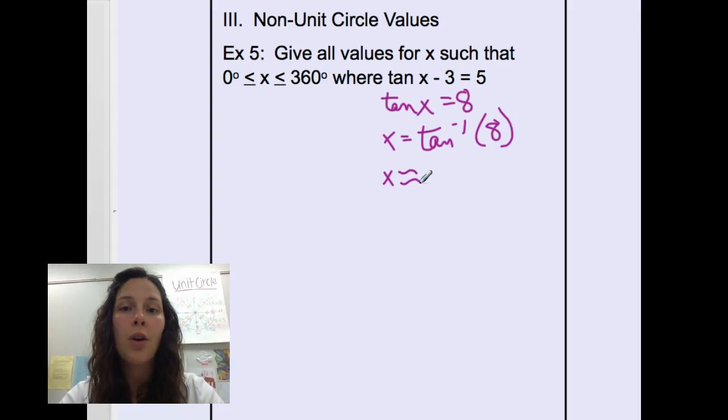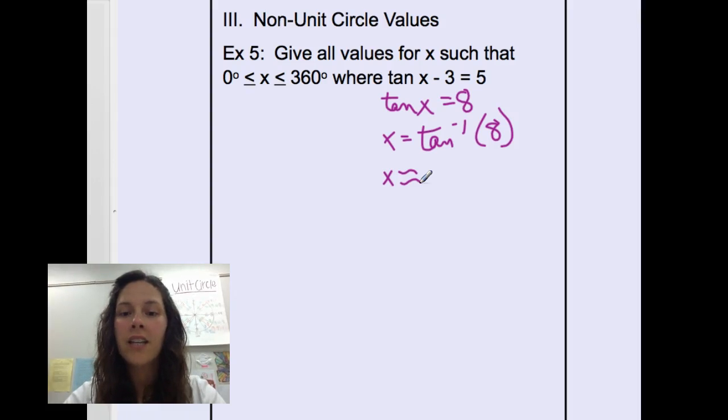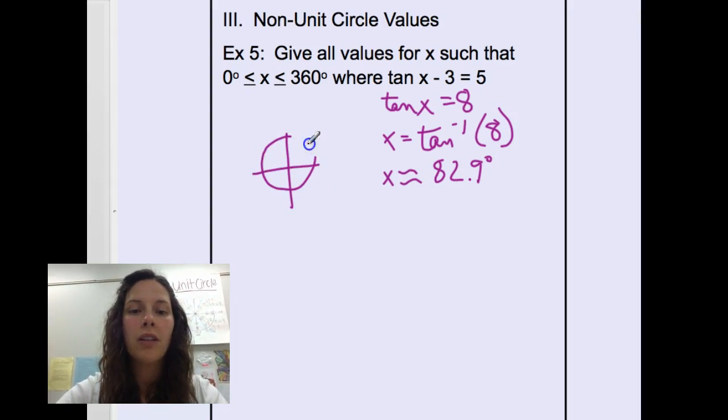And our calculator will only give us one answer. For tangent, our calculator will give us the first quadrant answer, which in this case is about 82.9 degrees. And then we need to come up with that other value based on the unit circle where tangent would be 8. So thinking again about where tangent is positive, so we're up here at about 82.9 degrees.